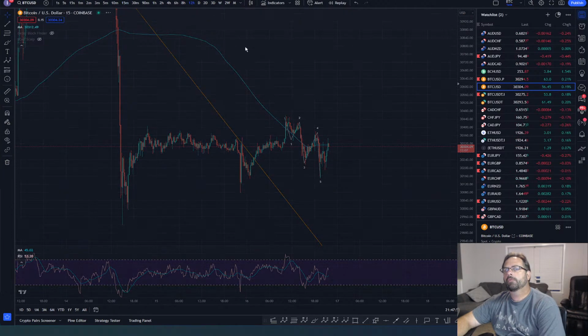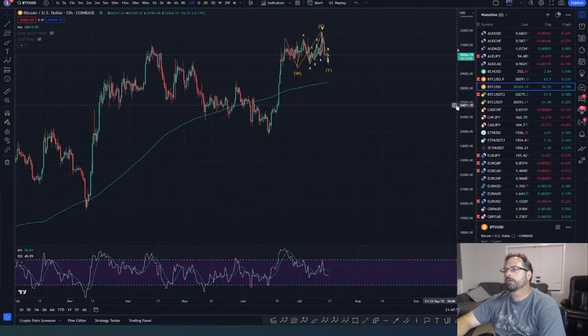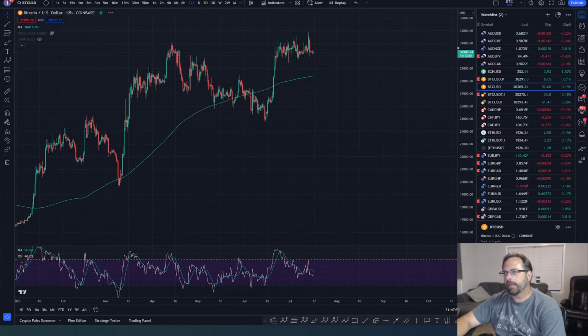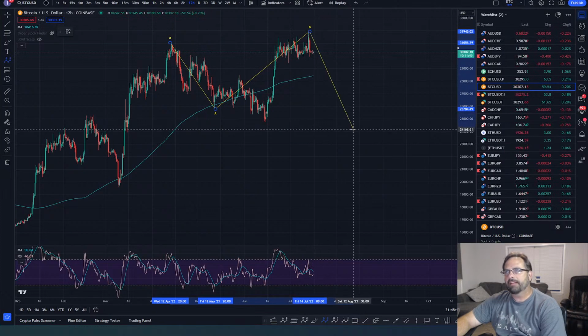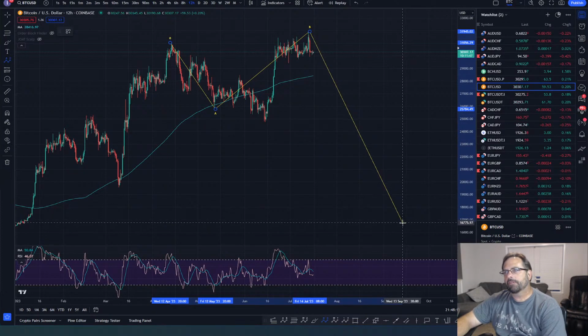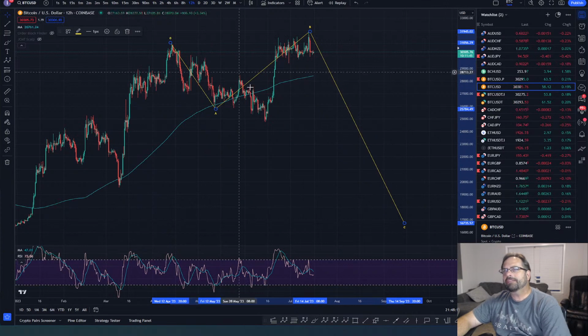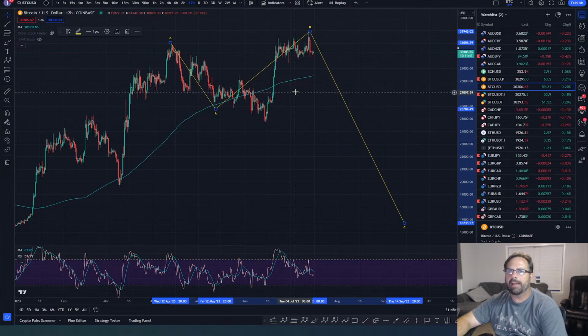So remember the count. On the larger time frame, we've got an A, we've got B. Now is the B done? Maybe, and then C. And I'm looking for C to come down here. So this is the way I'm looking at the market right now.